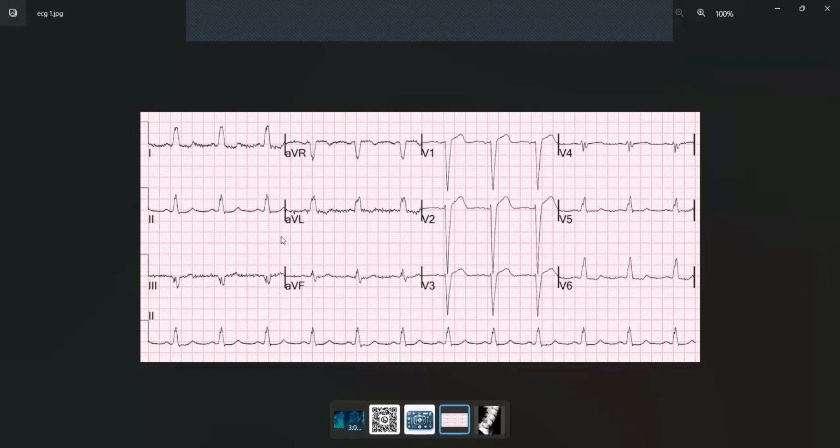So this is quite an interesting ECG, and we're going to go through it, and we're going to look particularly at left bundle branch blocks, and we're going to look at Sgarbossa's criteria. I'm not going to try to drag it out for too long.